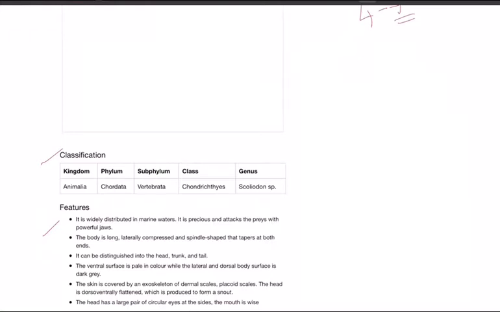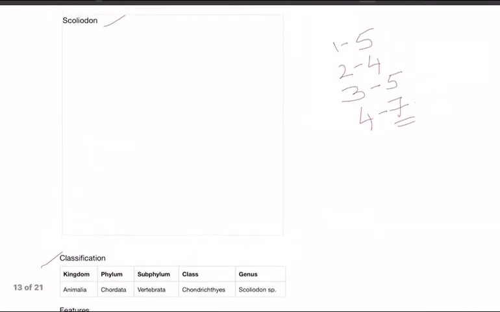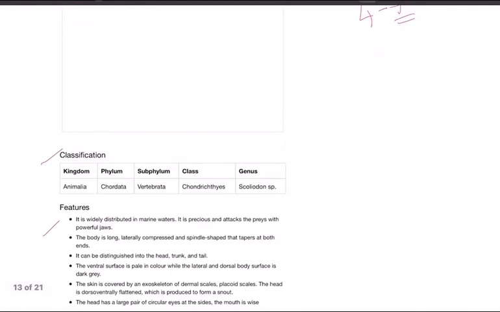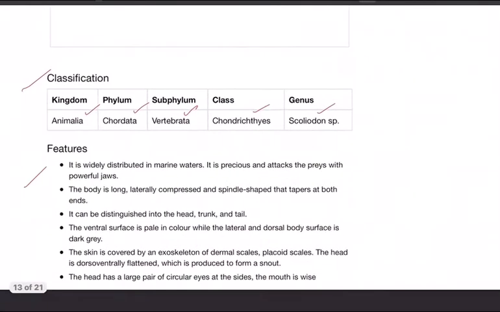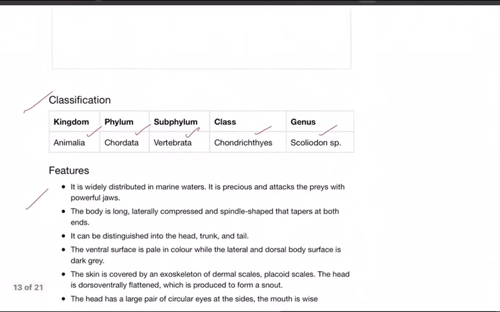For example, if we keep Scoliodon, then you need to classify it and write at least 4 important features of it. So as part of it, today we are doing some more animal classification. Today we are talking about the Scoliodon. Classification: kingdom Animalia, phylum Chordata, subphylum Vertebrata, class Chondrichthyes, genus Scoliodon. Features: it is widely distributed in marine waters. It is predaceous and attacks the prey with very powerful jaws.